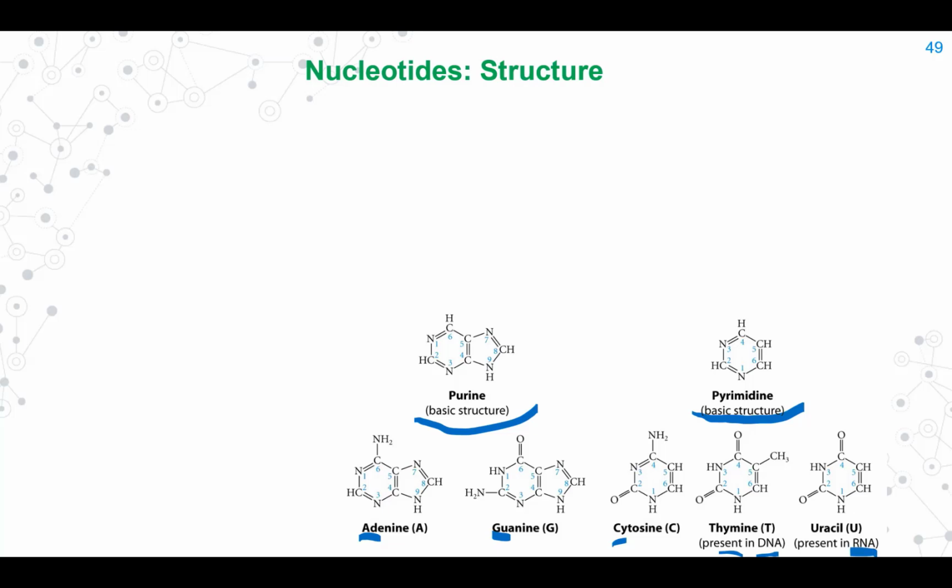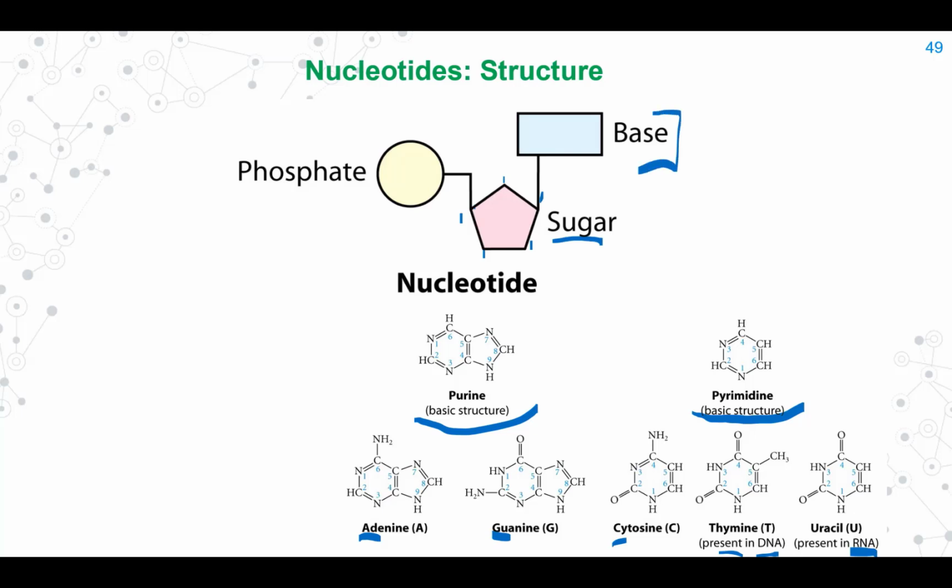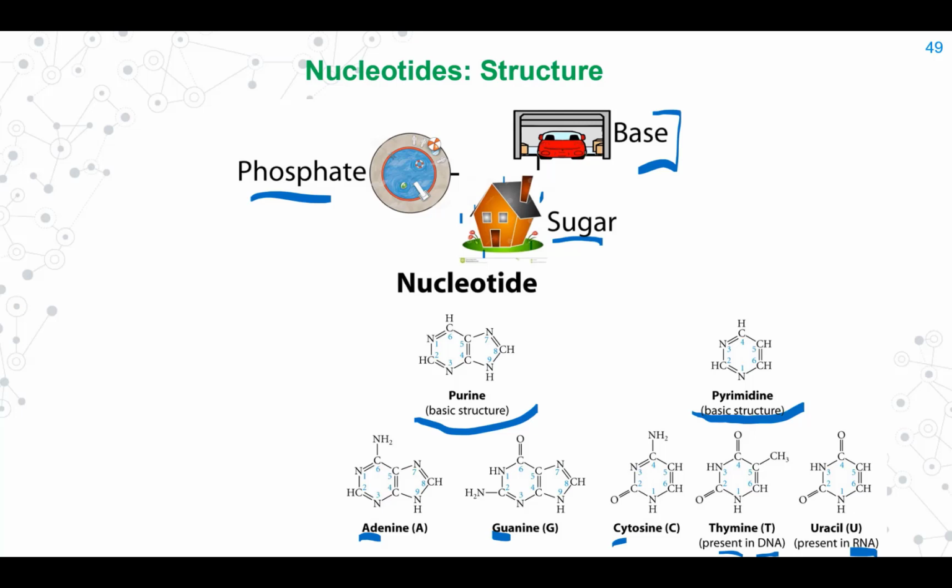How are you going to remember which one is purine or which one is pyrimidine? Well, let's look at the basic structure. So here you have your sugar molecule. It has 5 carbons: 1, 2, 3, 4, 5. You have a nitrogenous base, and you have a phosphate. The phosphate comes from a pool of phosphate in the cell. How are you going to remember this? Well, the sugar is a little house. The nitrogenous base is like a little garage that is close to your house, right?